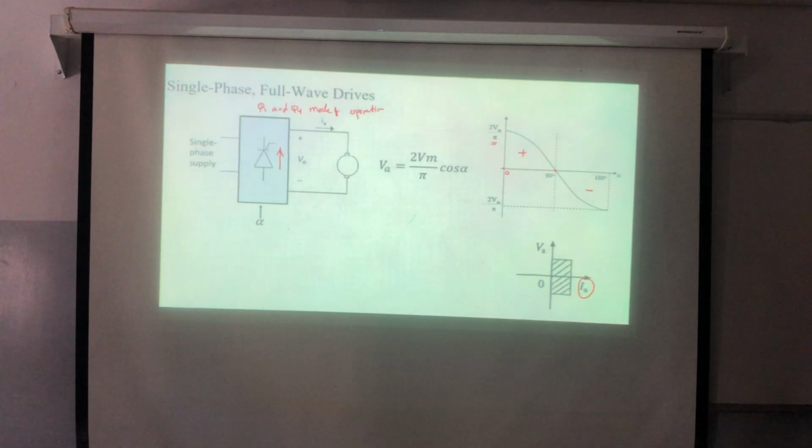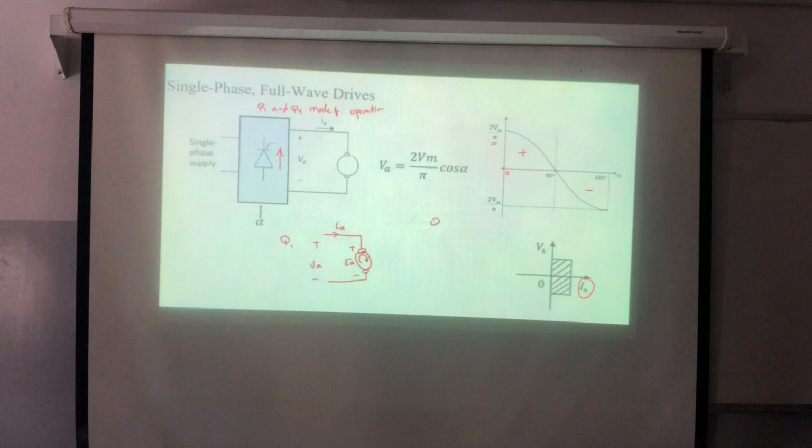In Q1, the machine will be rotating in the forward direction. Let's assume this is the forward direction. So this will be plus minus EA, and this will be the current here, IA, and here plus minus VA. This is the Q1 mode of operation, which is forward motoring.